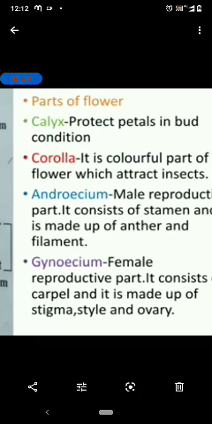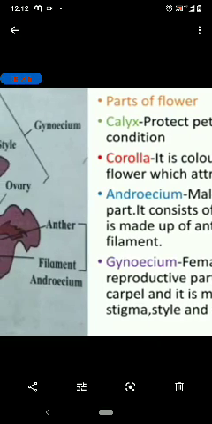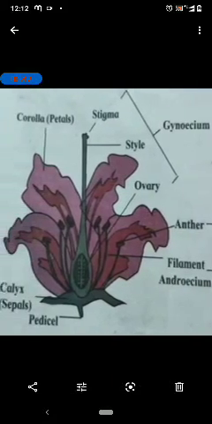Next we have gynoecium. Gynoecium is the female reproductive part of flower. It consists of carpel, and that carpel is made up of stigma and style. Now see the image for the details.